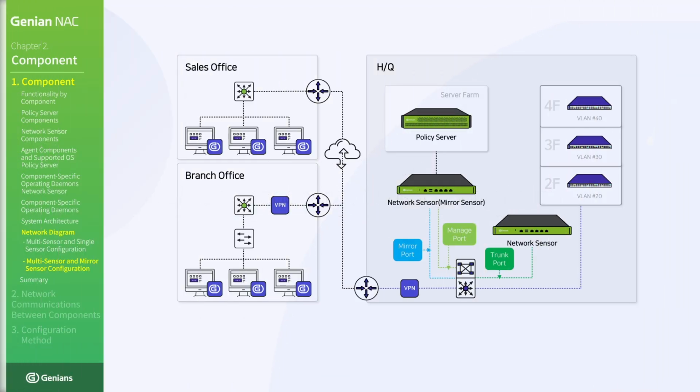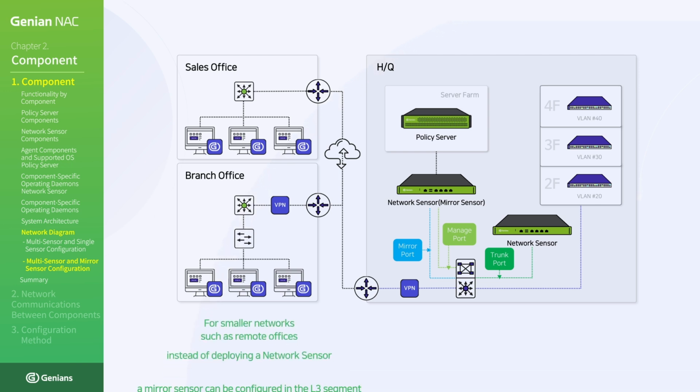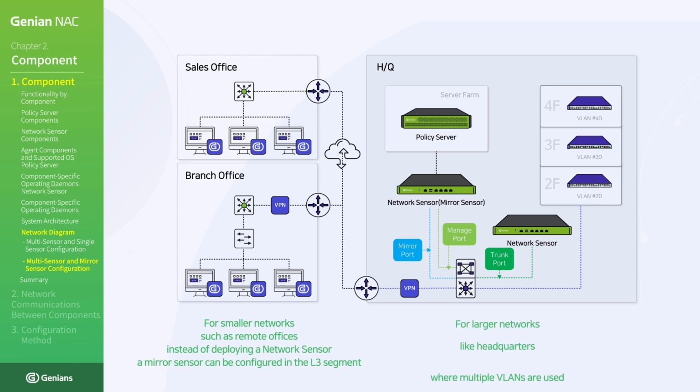The following is a network diagram showing the use of network sensors in multi-sensor and mirror sensor configurations. As shown in the diagram, for smaller networks such as remote offices, instead of deploying a network sensor, a mirror sensor can be configured in the L3 segment. For larger networks, like headquarters, where multiple VLANs are used, multi-sensor configurations are deployed using trunk port settings on the switches.